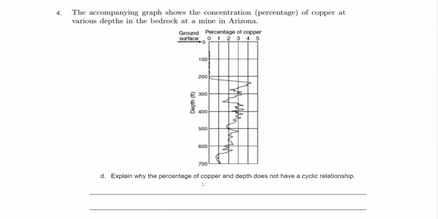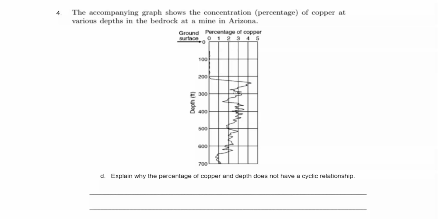Next, D. Explain why the percentage of copper and depth does not have a cyclic relationship. Remember, cyclic relationships are predictable relationships, and normally those relationships that are cyclic, that are going up and down, are going up and down in regular intervals. Every time it's going up and going down, it's kind of repeating within the same time interval normally. And it's not random. Over here, I'm seeing the copper go up, it's going higher and then it goes down and then goes back up again and then down. But there's no regular interval.